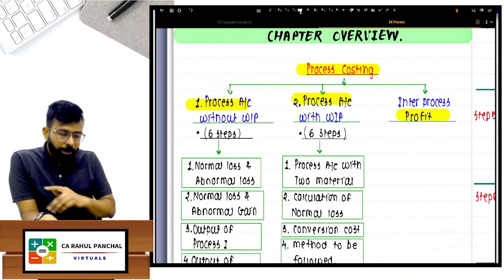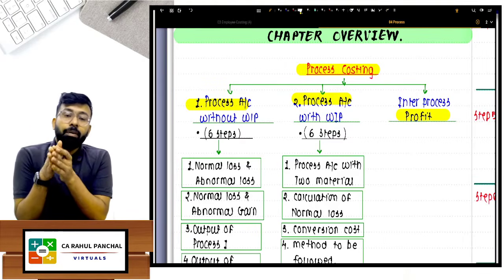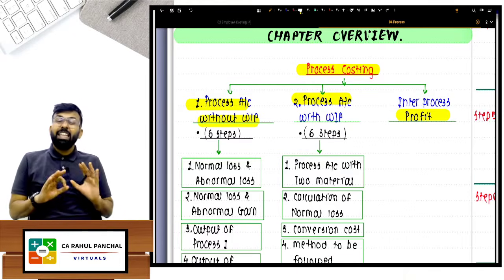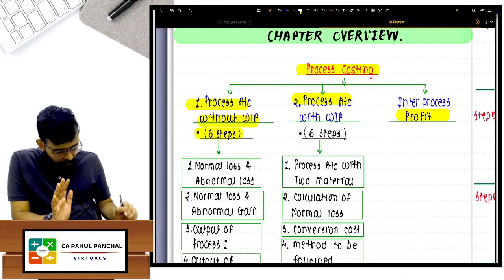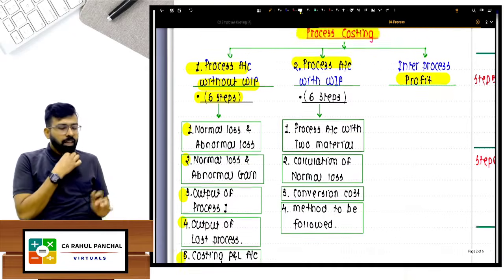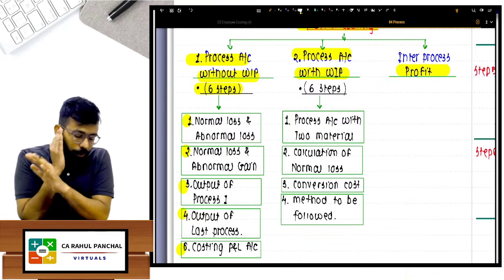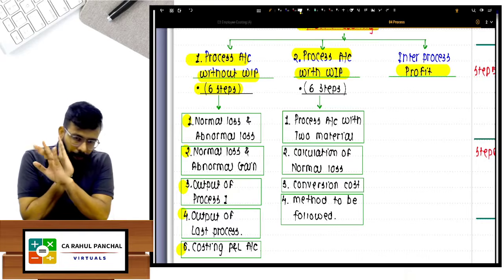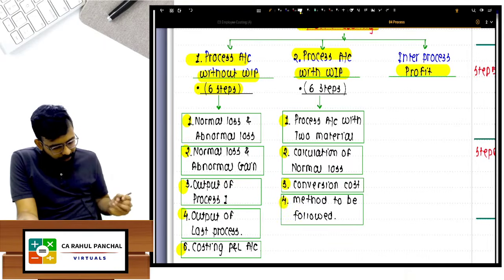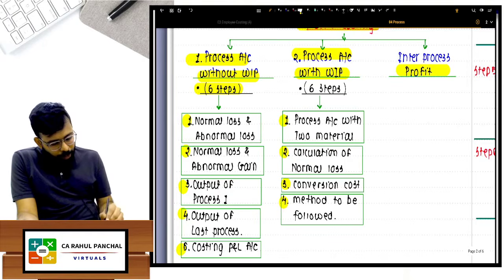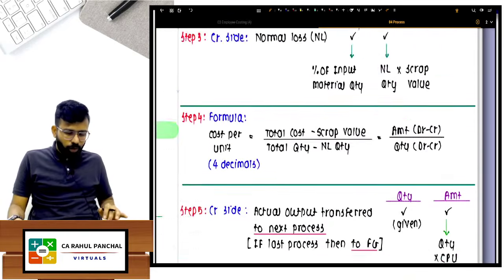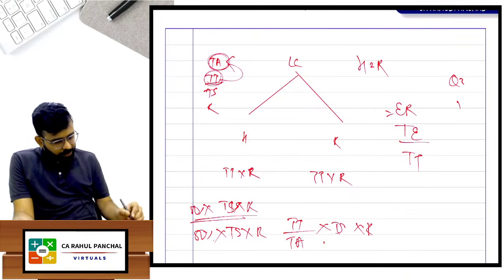Now, a process account can be made in 3 types. It means this chapter is divided into 3 parts. One is the normal question, which is without WIP, without the equivalent part. We have 6 steps and it has this many sub parts, 1, 2, 3, 4, 5, that we will discuss. If it is a question with a WIP, again some 4 parts we will discuss, and then the last part. Let's first do the process account without a WIP. If the question has WIP, I will tell you what should be done, but for the normal question, let's understand.